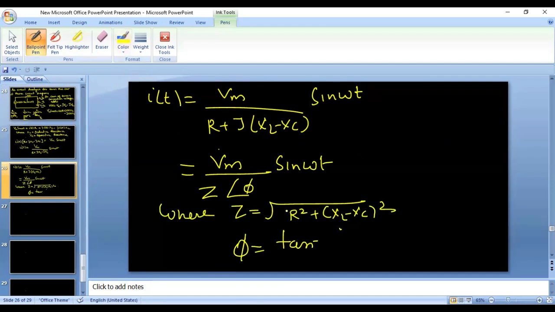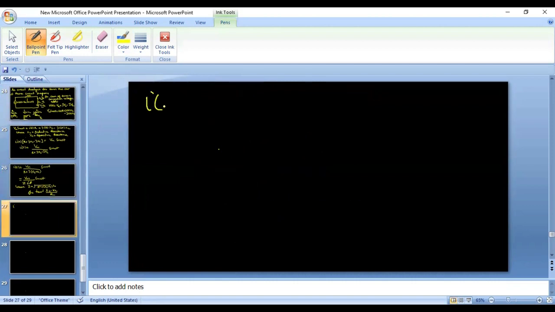So phi is equal to tan inverse of (XL minus XC) by R. This is how I can convert the complex number into its polar form. Now further, I can write i(t) = Vm by Z sine(omega t plus minus phi).